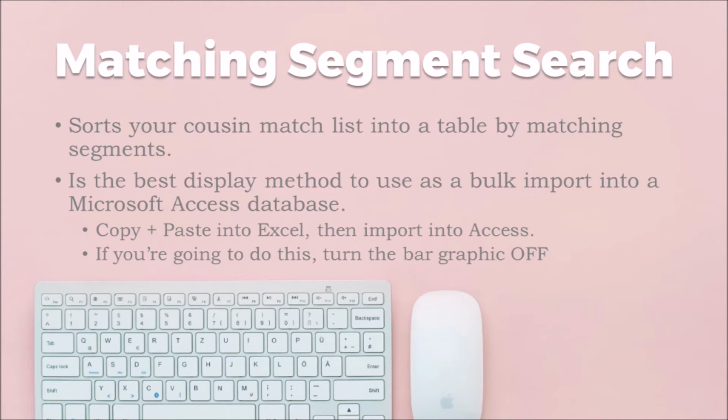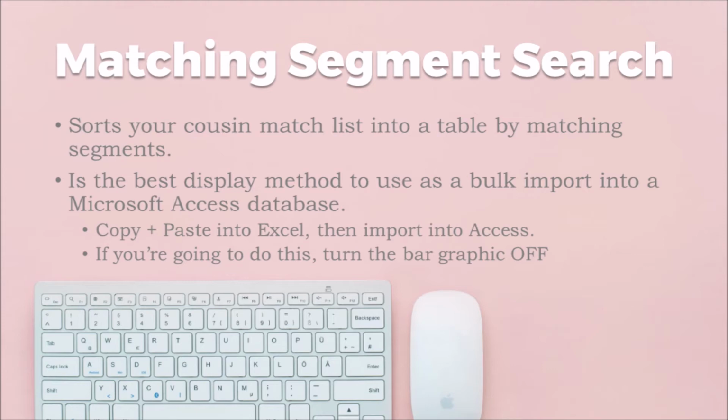What this tool does is it sorts your cousin match list into a table. The way that it's sorting everybody in it is by the matching segments that they have in common. I don't know if it includes every single one of your cousin matches, but at least for a lot of them, it puts them together and matches them by the segment that they share. And what this tells you is that when you're looking at people who share a common segment, they appear in the same ancestral line or have a common ancestor.